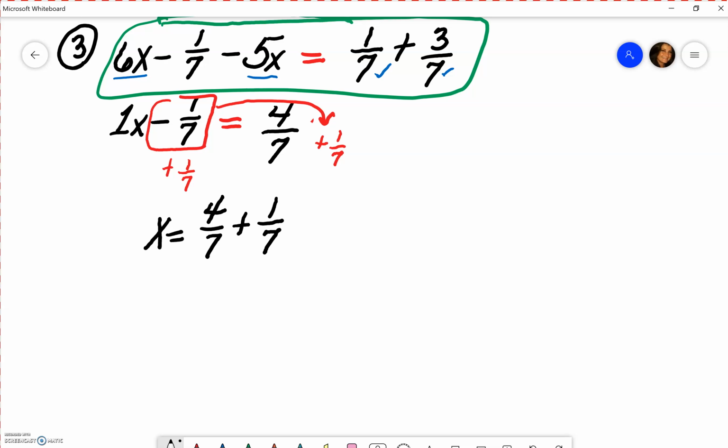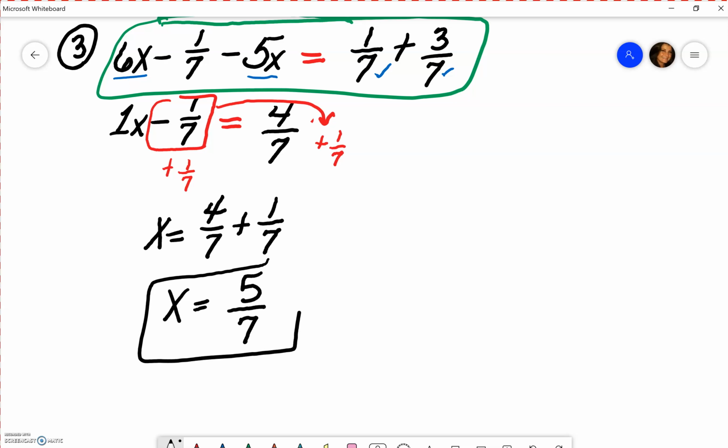So again, we have like fractions. They have the same denominator. So all we need to do is add the 1 to the 4. And our answer is 5 over 7. And that is in simplest terms.